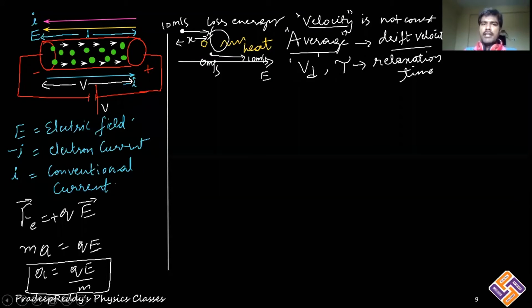And whatever the average velocity gained by all the electrons within the conductor area of cross section is termed as drift velocity. So simply I can now write acceleration a is equal to drift velocity by relaxation time, because this is the average for all the electrons. It will be the same Vd value, and for all the electrons it will be the same tau. So I am taking Vd by tau as a. I'll substitute that here. Vd divided by tau is equal to qE divided by m. From here we can write drift velocity is equal to qE tau divided by m.